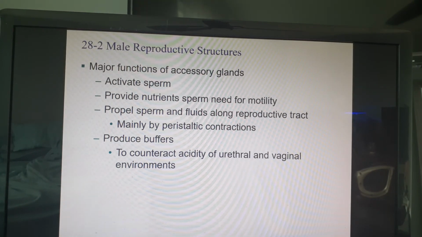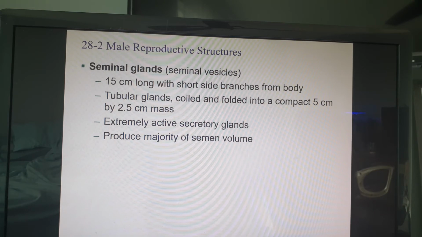So the accessory glands, again, they're going to activate the sperm and mature it. They're going to give it nutrients. They're going to give it lubrication and fluid to help it move along. And it's going to produce buffers, because both the urethral tract and the vaginal environments are acidic.